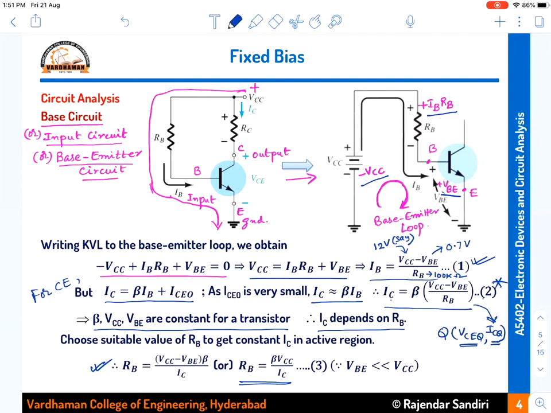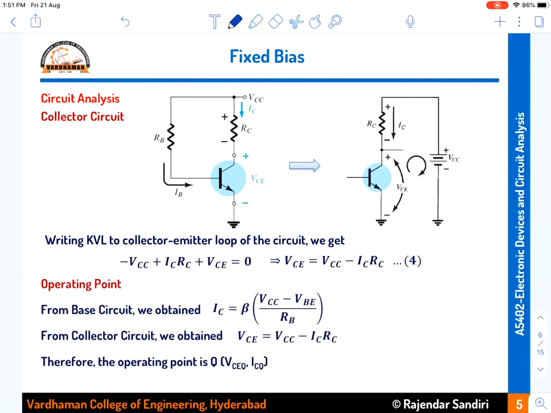Then I calculated the input current, then output current is just beta times the input current. Therefore, I got this y-intercept ICQ. Now, if I require the x-intercept VCEQ, then I have to take the output circuit, which is the collector circuit, apply KVL to that, and rearrange the equation to get VCEQ. So the next slide will be the collector circuit.